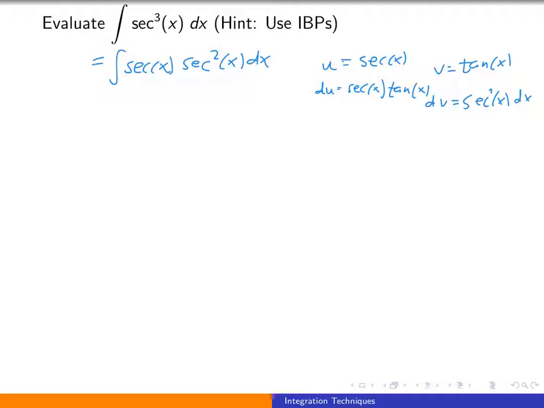So now applying integration by parts, we have uv, so secant tangent, minus the antiderivative of v du. So the antiderivative of v du would be tangent multiplied by secant tangent. So that would be a secant times tangent squared.